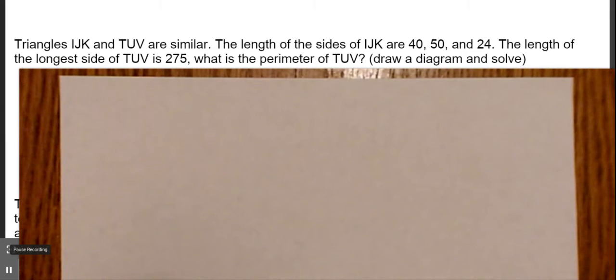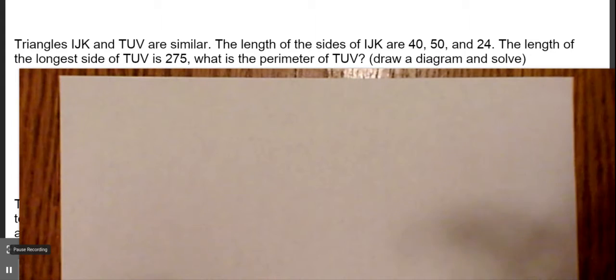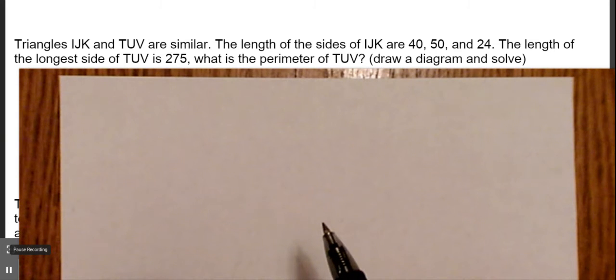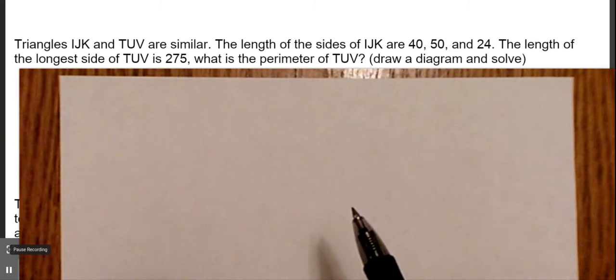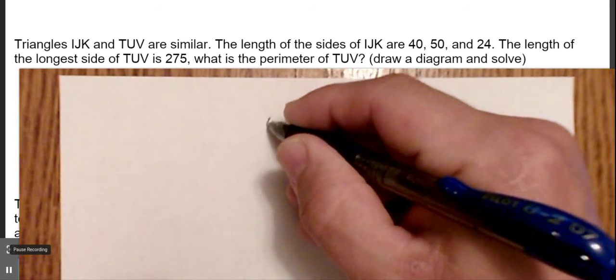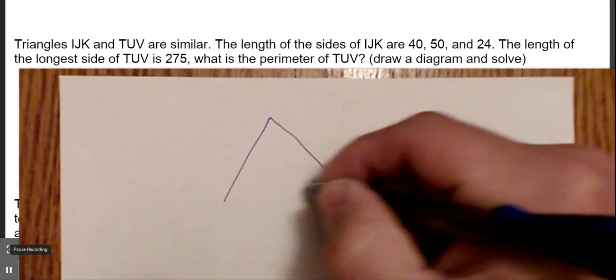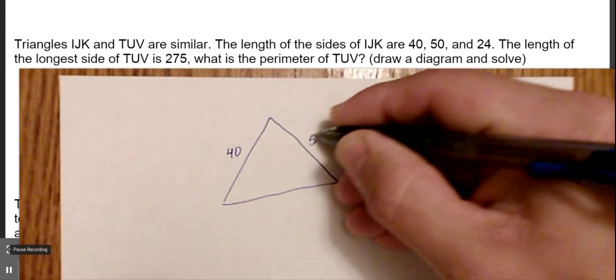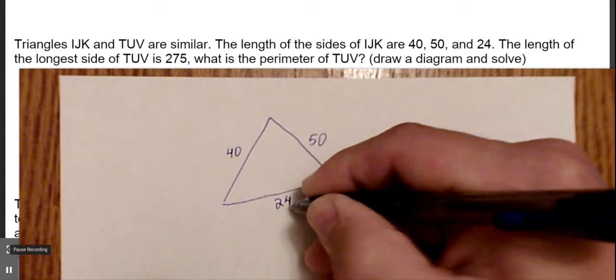All right, this is going to be my last problem that I'm going to go over. Basically, the whole concept here is that perimeters are going to follow the same proportion or same ratio as the side lengths. So what's going to happen? The lengths of sides of triangle IJK are 40, 50, and 24. Just going to make a quick sketch of that. 40, 50, 24. I know that that was not at all to scale, but that doesn't really matter.